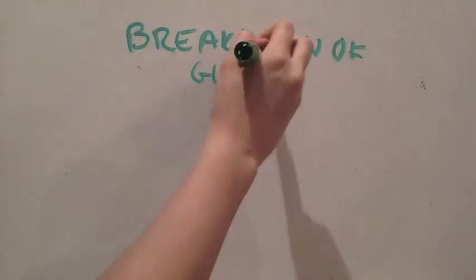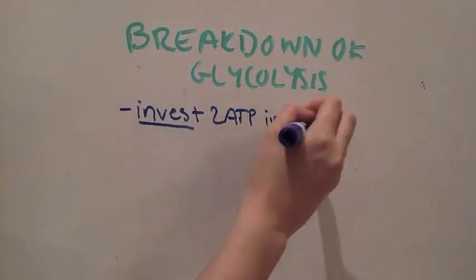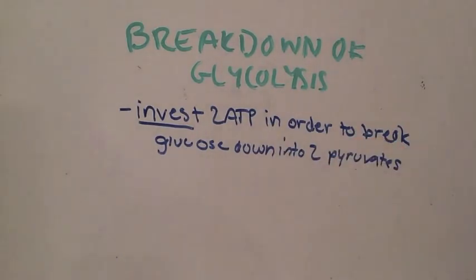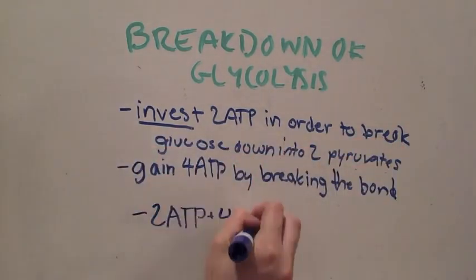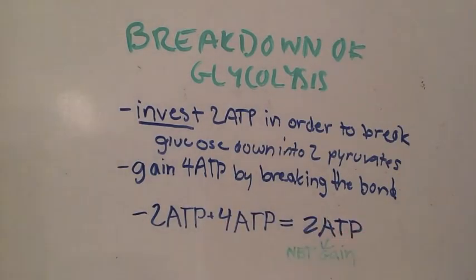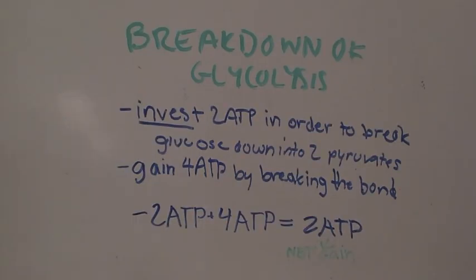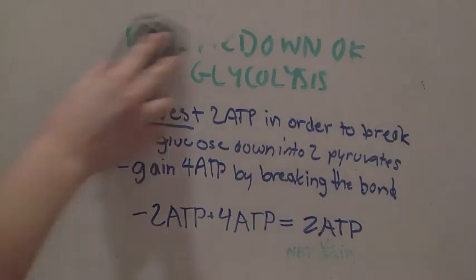Let's review. First, we invest 2 ATP in order to break glucose down into the 2 pyruvates. In doing so, we gain 4 ATP. If we total that, negative 2 ATP plus 4 ATP, we get 2 ATP, which is our net gain during glycolysis.